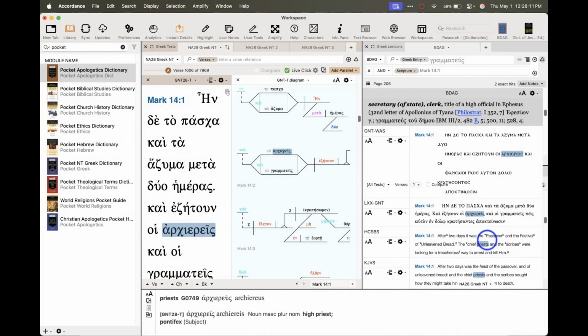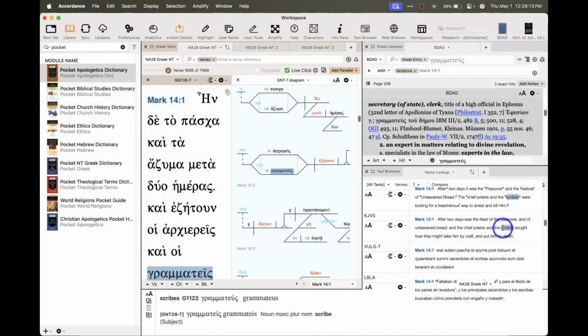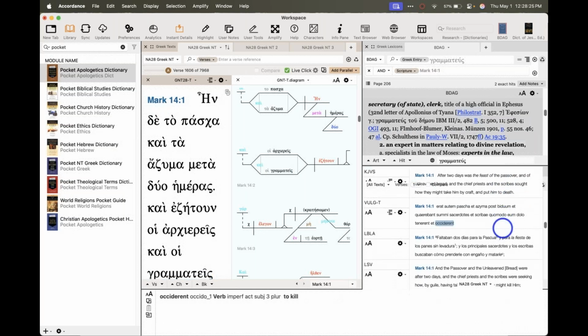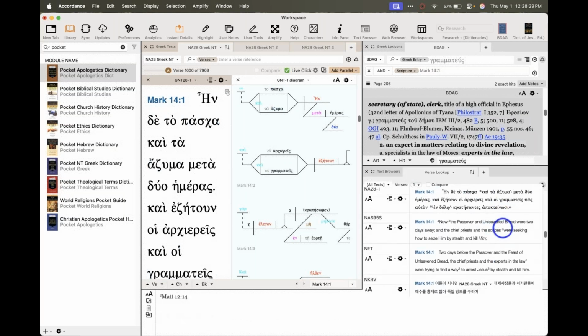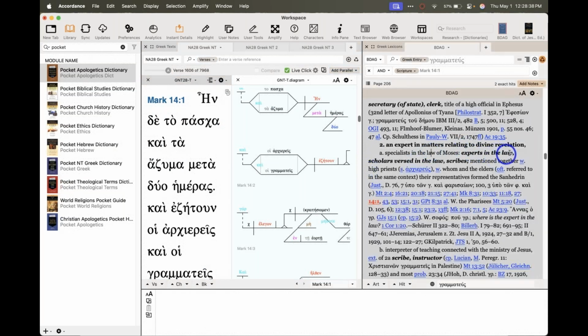Scribes is a tough word. We've talked about this before because, as I've said, in current parlance, if I say scribe, we're more likely to think someone who just writes stuff down. And not that that's not an important task, but that's not the totality of what these folks did. We get a lot of scribes here. Here's experts in the law. That's helpful. But yeah, BDAG says an expert in matters relating to divine revelation, experts in the law.